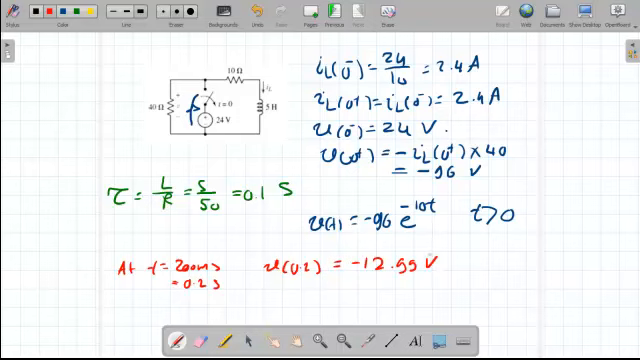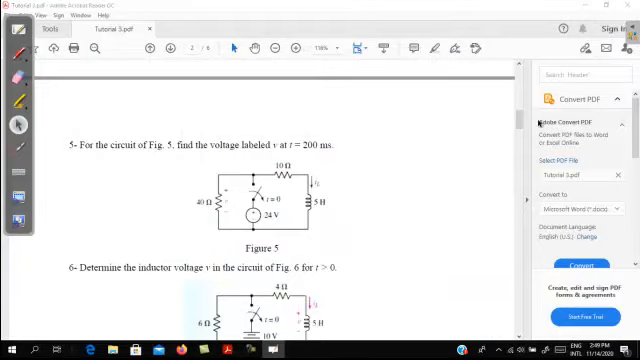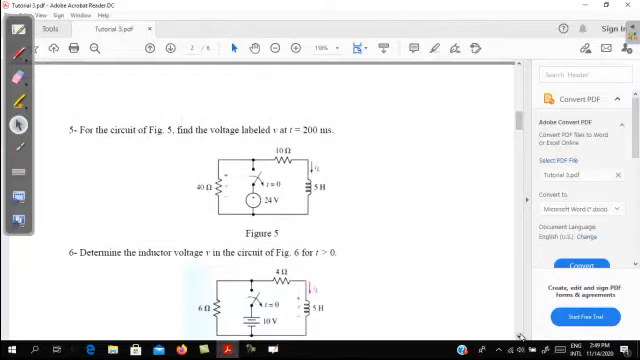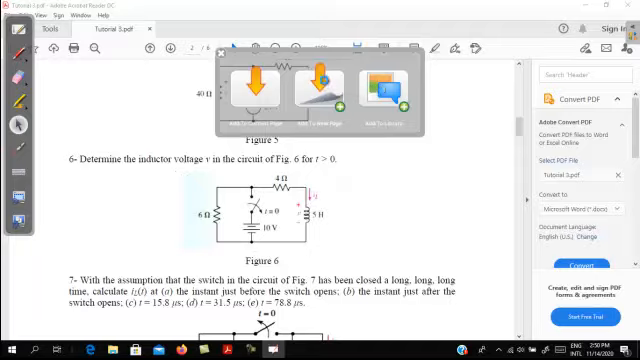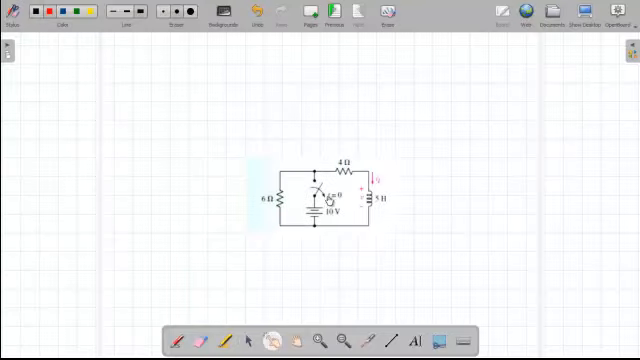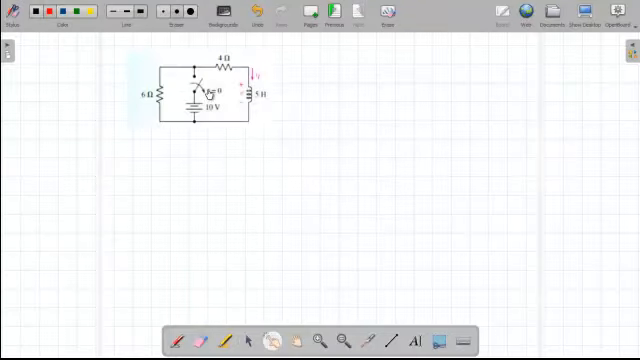Just a straightforward substitution. We go to question number 6. In question number 6, it's the same circuit, a similar circuit, not too different from the previous one. But here we need to find the voltage for all positive values of the time. The same philosophy that we used to solve the previous problem.